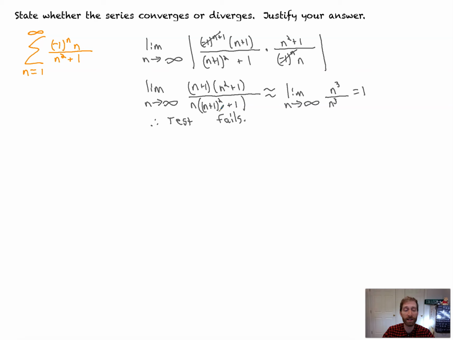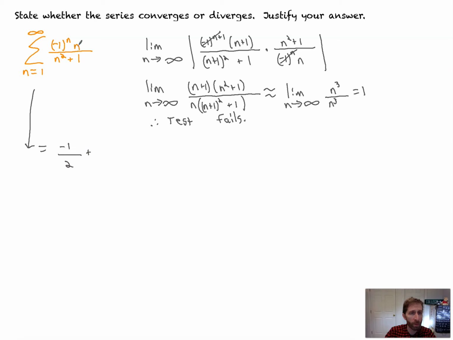So what's the right test here? Well, the right test would be the alternating series test. What you can see is when we expand this thing out, let's expand that thing out right there. So I'm just going to draw an arrow. We'll expand it out. The first term when I plug in 1 is going to be negative 1. So it's going to be negative 1 all over 1 squared plus 1, which is 2.